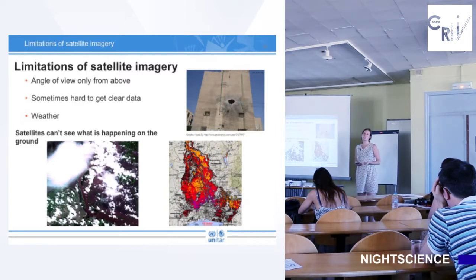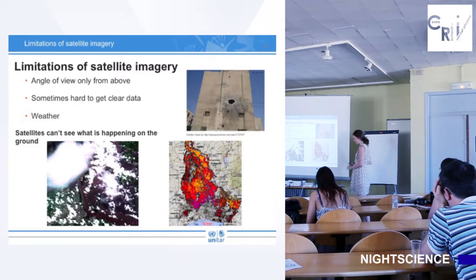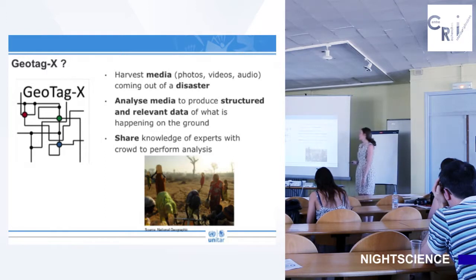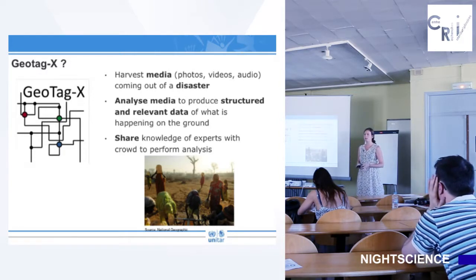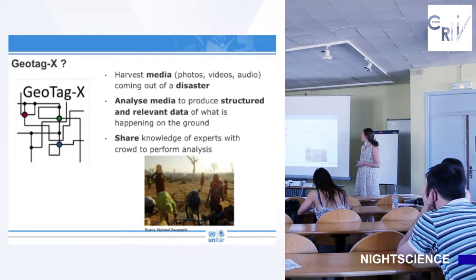So what we wanted to do was find a way of filling in some of these gaps that we get in the satellite imagery, and also verifying the analysis that we do at UNOSAT. So this is where GeotagX comes in. Initially, the idea was just to collect photos and use them to verify what we were seeing. But then we started thinking that maybe we could actually get a lot more information out of these than just the photos themselves.